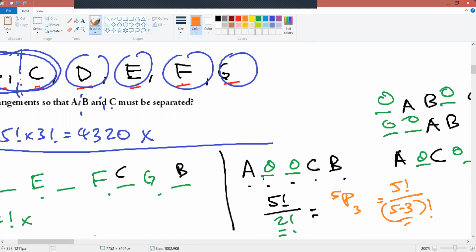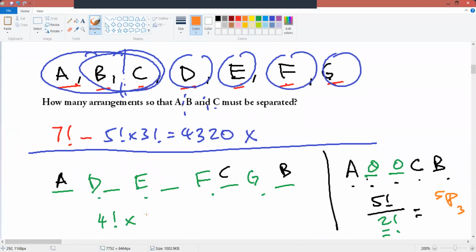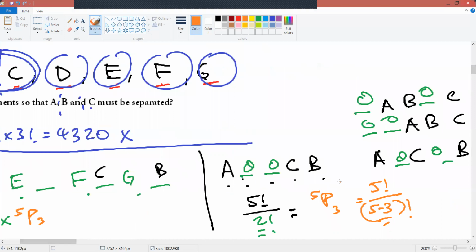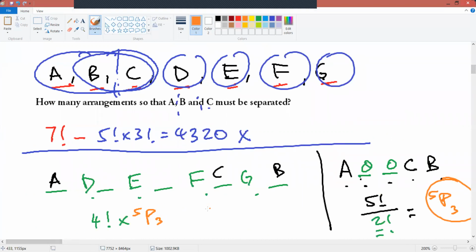Okay? So it means that the other part is that actually you can multiply by 5P3. It means that out of these 5 empty spaces, you're going to fill in how many of them? 3. Am I right? Which is the A, C, B. So you must know how to get this thing first. It's actually coming from here. Not blindly use the formula. You must know where to get the formula, right or not? And therefore, this will give us the calculation of 4 factorial like that, right?